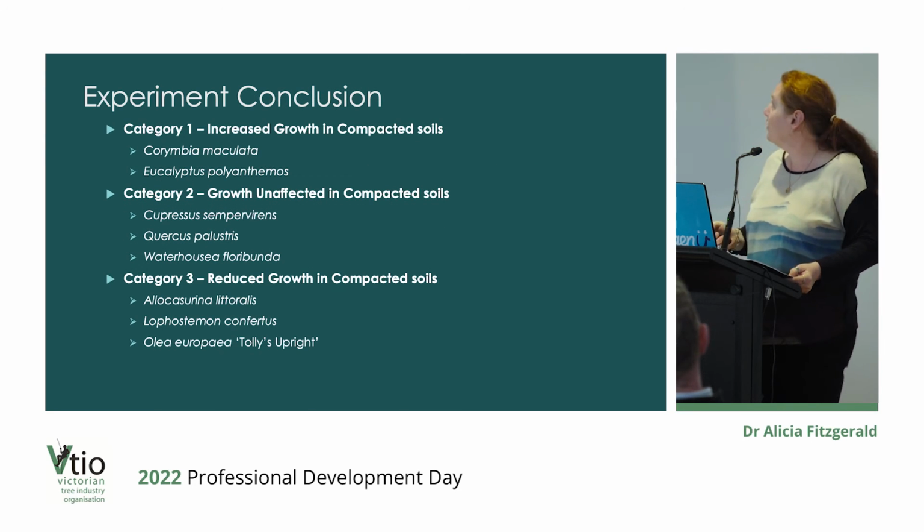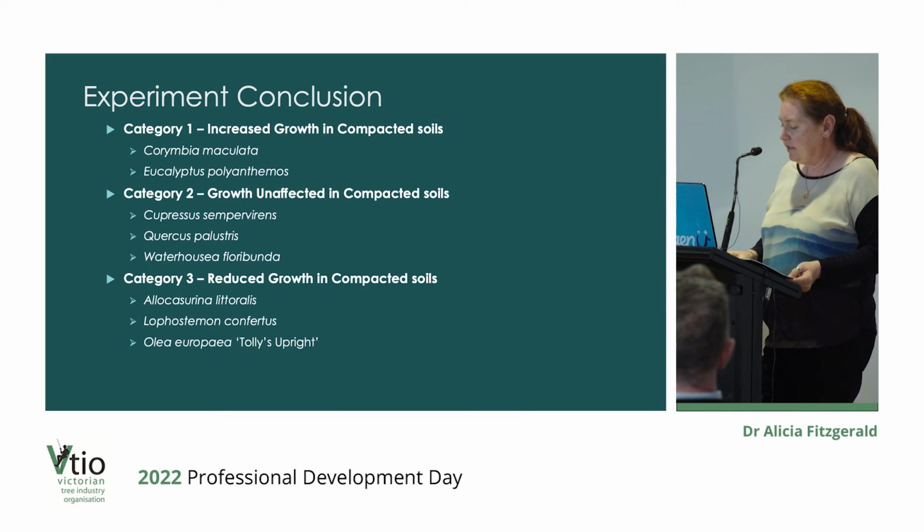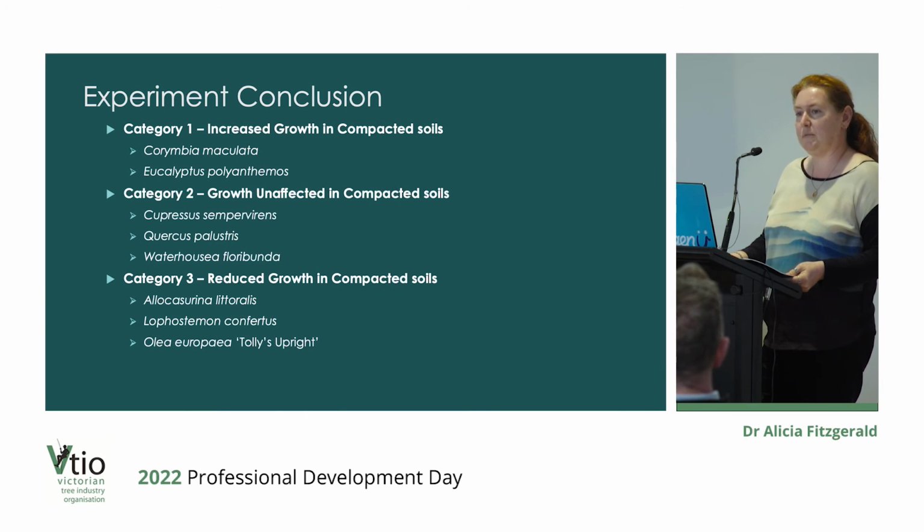Now to the conclusion. After the analysis, the 8 species were placed into 3 categories. Category 1 was Corymbia and Eucalyptus. They increased growth in compacted soil, were more tolerant of soil compaction, and may not require soil amelioration prior to planting.